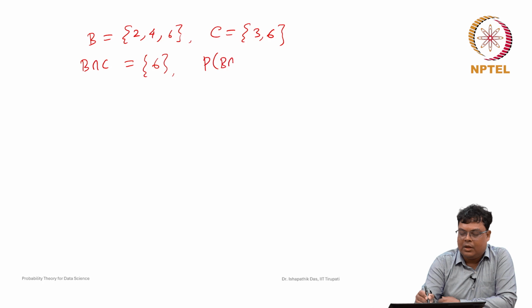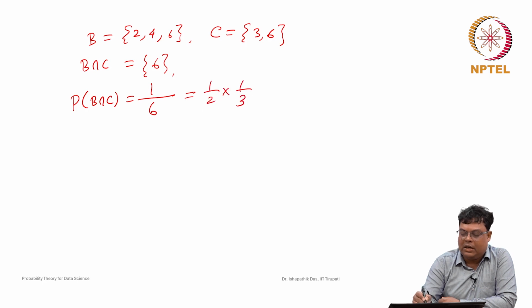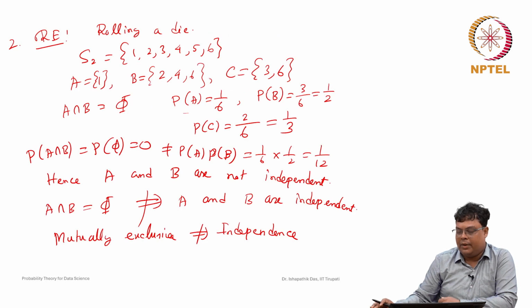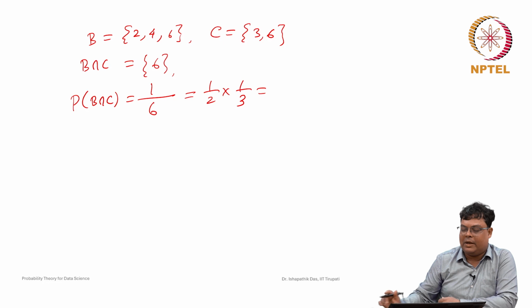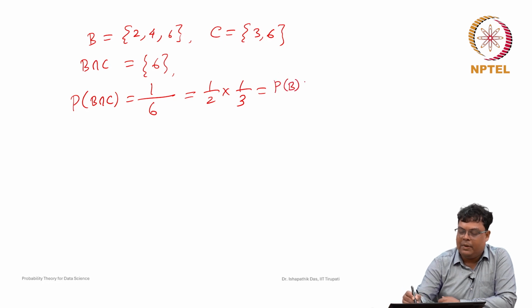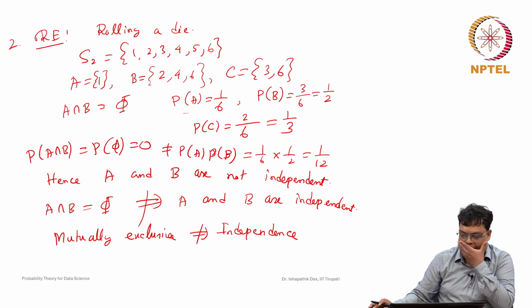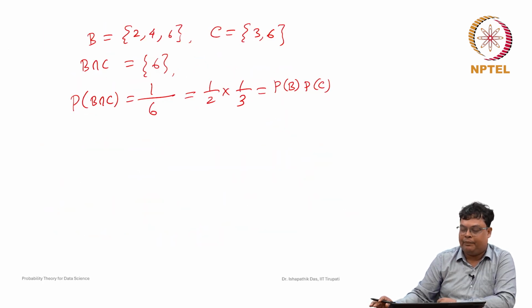So hence the probability of B intersection C, because it is only one point, by classical approach: there are 6 total ways, and out of that B intersection C can come in 1 way, so this is 1 by 6. This can be represented as 1 by 2 into 1 by 3, where probability of B is 1 by 2 and probability of C is 1 by 3. So this is nothing but probability of B into probability of C.